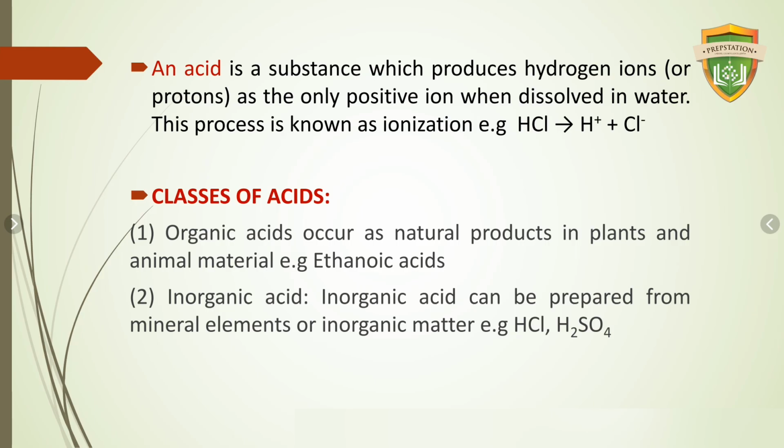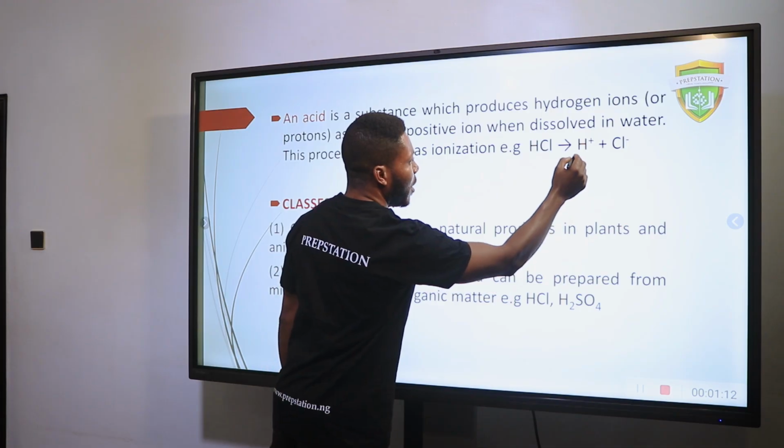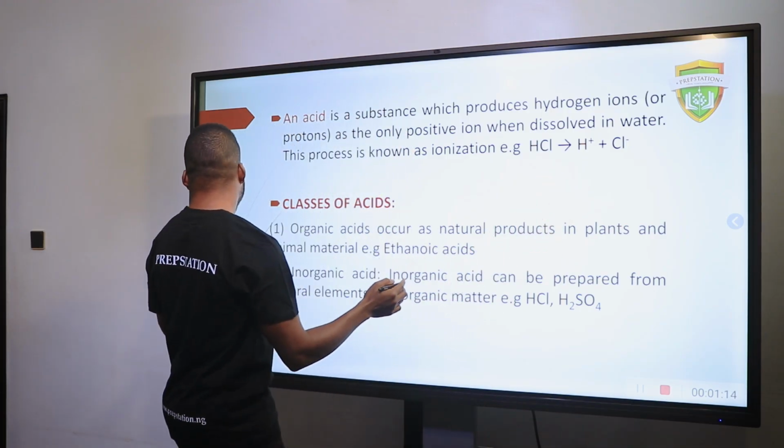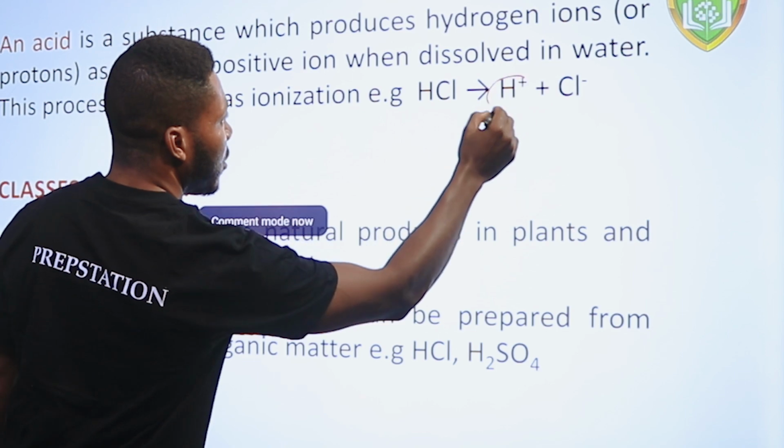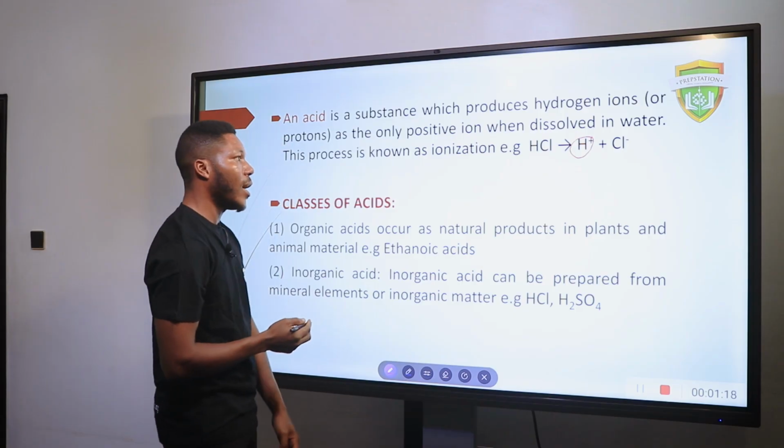An acid is a substance which produces hydrogen ions or a proton as the only positive ion when dissolved in water. This process is known as ionization. For example, if you dissolve HCl acid in water, you're going to give us what? H plus and Cl what? Minus. So the presence of this H plus makes this compound an acid.